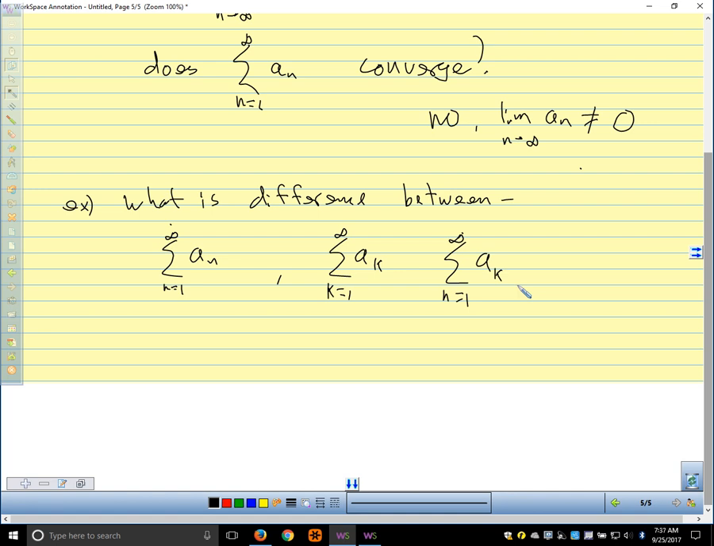All right. So what's the difference between these 2 things? What is this first one? This is just a series. What about this one? That's also just a series. We're just indexing with k's instead of n's. How about this one? What's that? That's a good word.